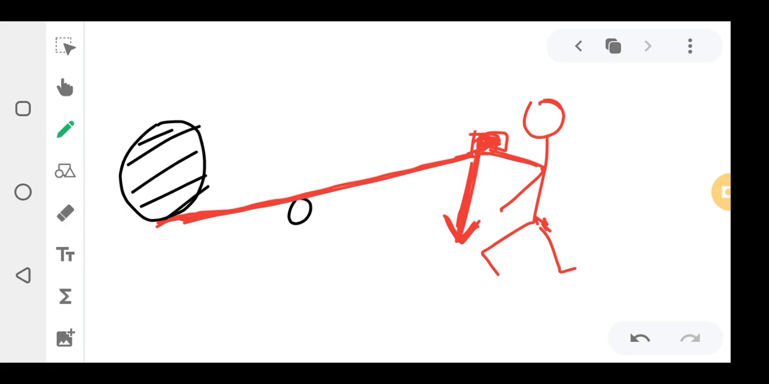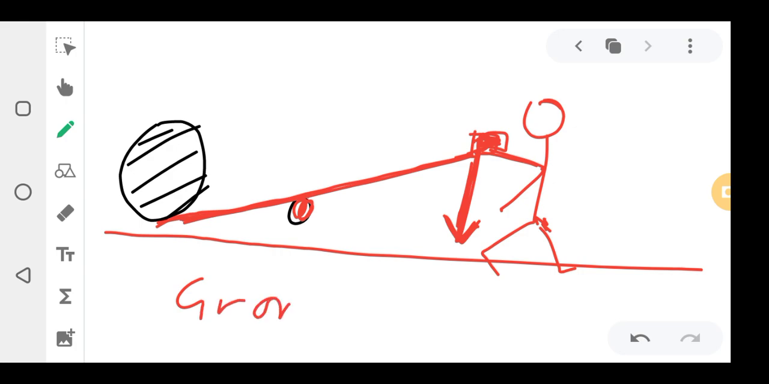So when you are pushing this handle, you see this is a pivot, and this is where you are standing. This is the floor, this is the ground. So when you push this downwards, what happens? You're applying force in this direction, and this thing will go upward. So this force that you're applying downwards is what is called effort.